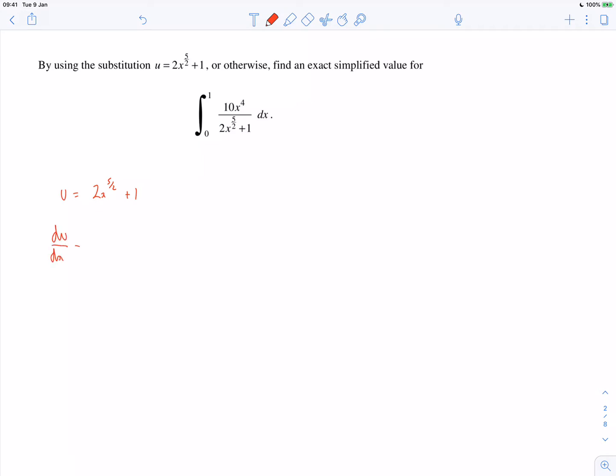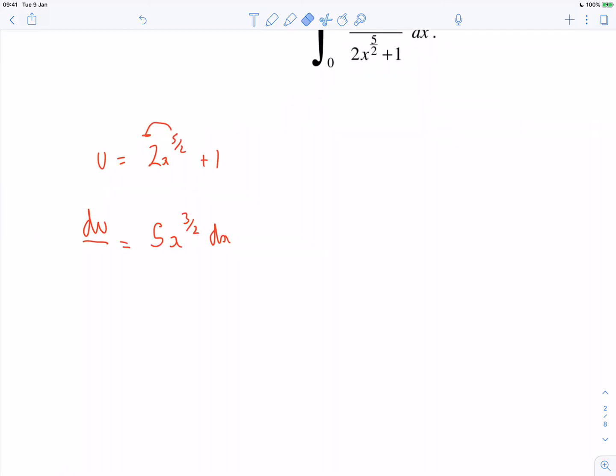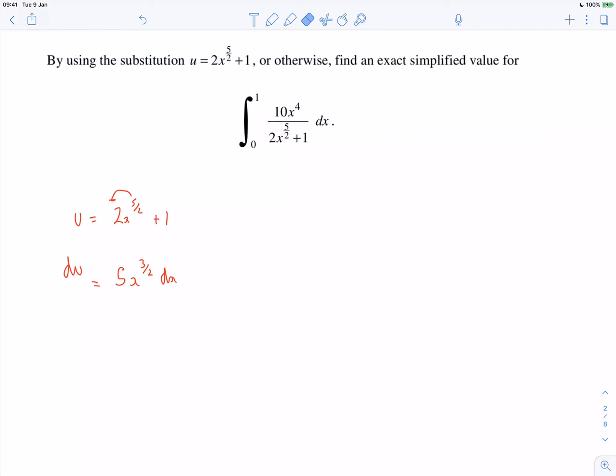du by dx is. Well, 2x to the 5 halves, to differentiate that we bring the power down, so 2 times 5 halves is going to be 5, x to the power of, and then we subtract 1 from the power, so 5 halves minus 1 is going to be 3 halves, and the plus 1 disappears. And now I can bring the dx over like so, and now I know that du equals 5 lots of x to the 3 halves dx. Okay, interesting. Right, so let's just have a crack now.